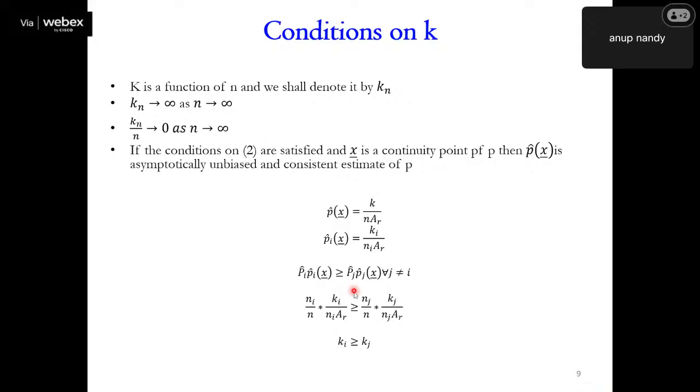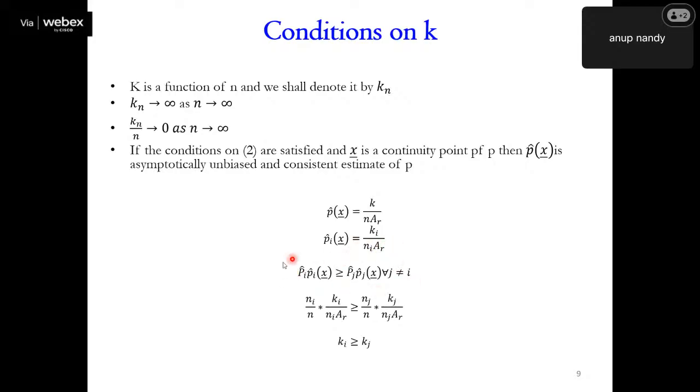Now you can have this p hat of x, I can write it as k by n into r. Now this p hat i of x, for the i-th class, if you have n observations, is ki by n into r. So it is nothing but mass by volume, that I'm going to write over here.